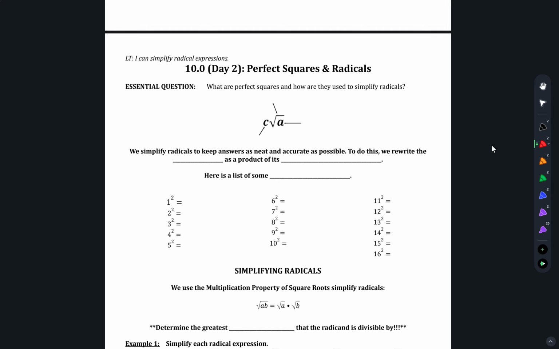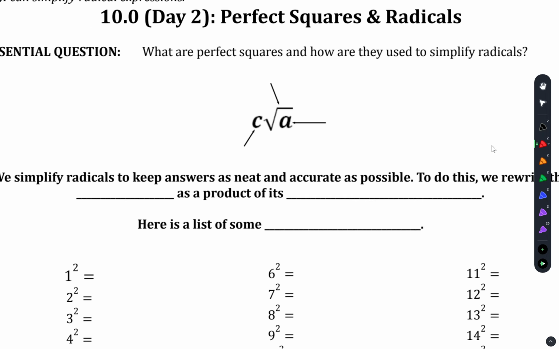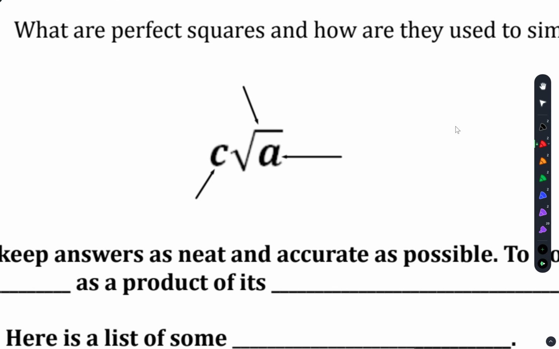Perfect squares yesterday. Today we're going to talk about radicals. So what is a radical? A radical is like a fancy math word for basically what the symbol for a square root is. So this thing right here, we're going to do some vocab. The symbol itself is called the radical.